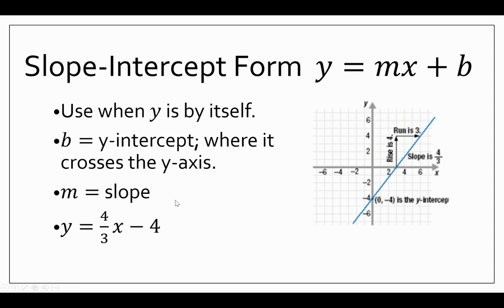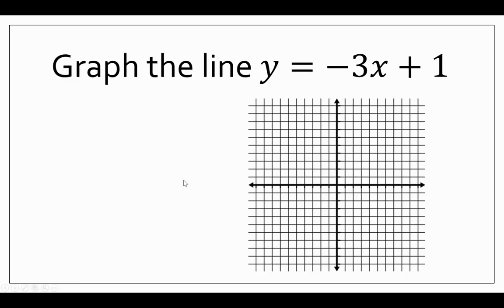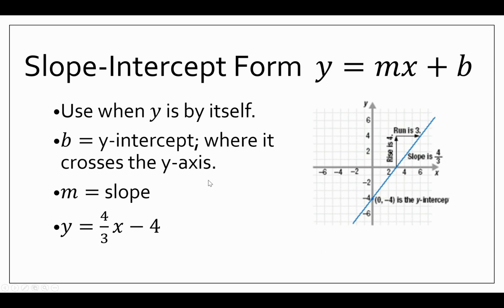Using the slope-intercept form of y equals mx plus b, we can use this when y is by itself. b is going to be equal to the y-intercept. So that's the place where it's going to cross the line down here. 0, -4 is the y-intercept for this particular line. m is equal to the slope. Slope is the rise over the run. You can see the rise in this graph is 4. The run is 3. So 4 over 3, that's going to be our slope.